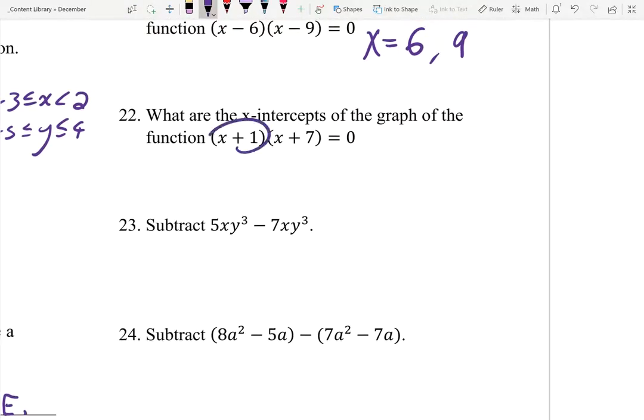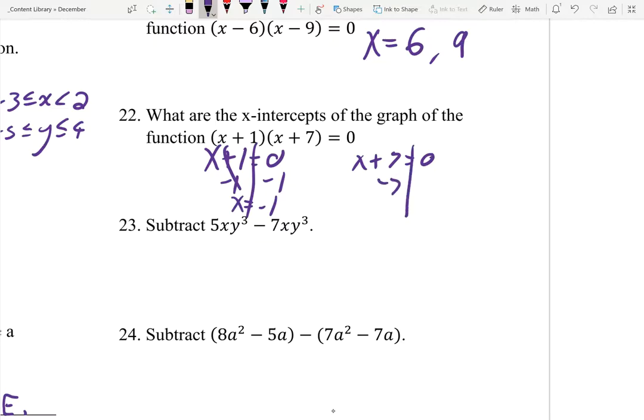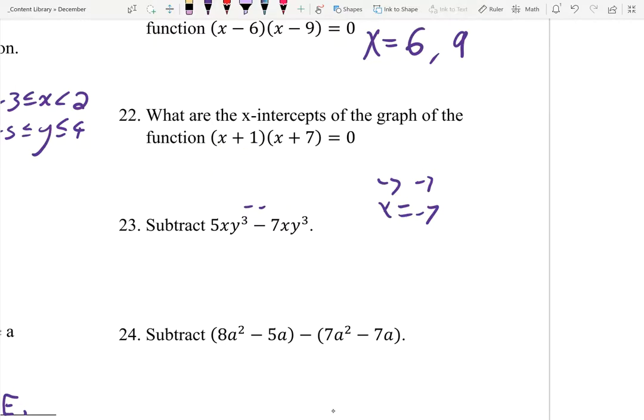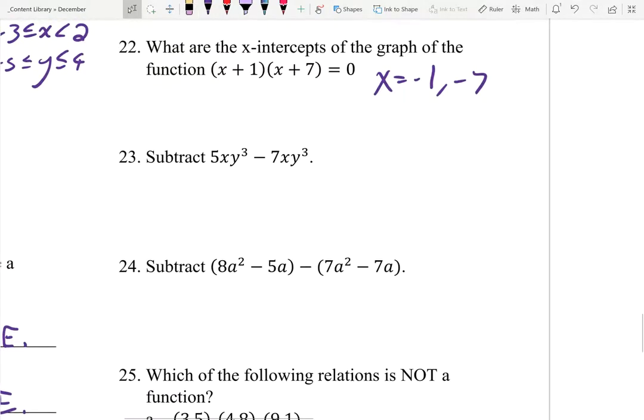Same thing here, just take each of these and set them up equal to that 0. So x plus 1 equal to 0, x plus 7 equal to 0. So subtract 1, and we have x equal to -1. Subtract 7, and we end up with x equal to -7. So our two answers are, of course, -1 and -7. X equals -1, -7.